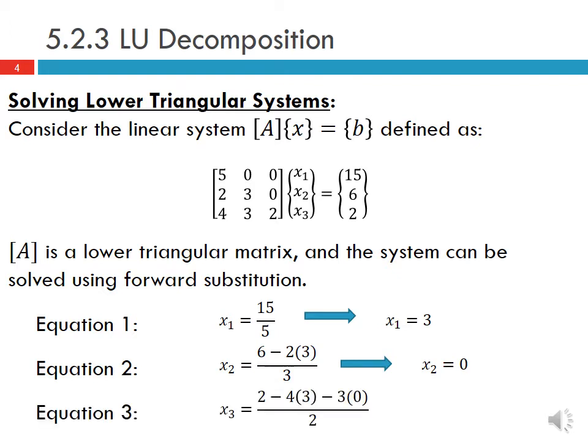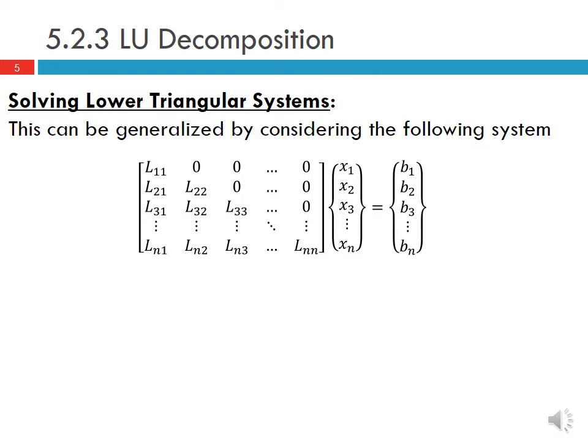And then finally, equation 3, we see that x3 is equal to 2 minus 4 times x1 minus 3 times x2, all divided by 2. So x3 is equal to negative 5. So this process can be generalized by considering the following system here. So this is a lower triangular matrix of dimension n by n.